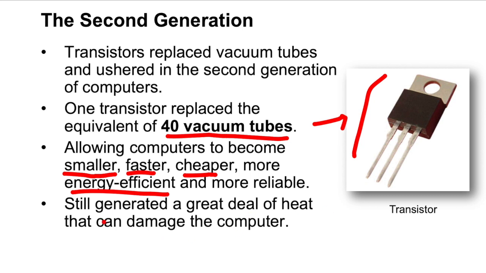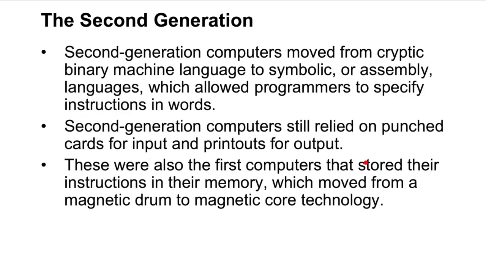It still generated a great deal of heat that could damage the computer. But second generation computers moved from the cryptic binary machine language to symbolic or assembly language. This was one step forward. Assembly language is relatively much easier to understand for outside and commercial users, and it allowed programmers to specify instructions in words. So the use of assembly language was a plus point for the second generation.